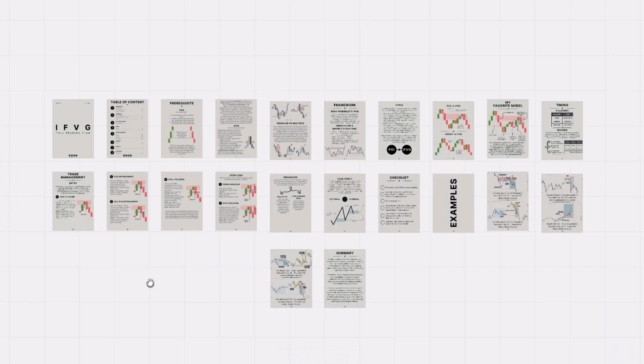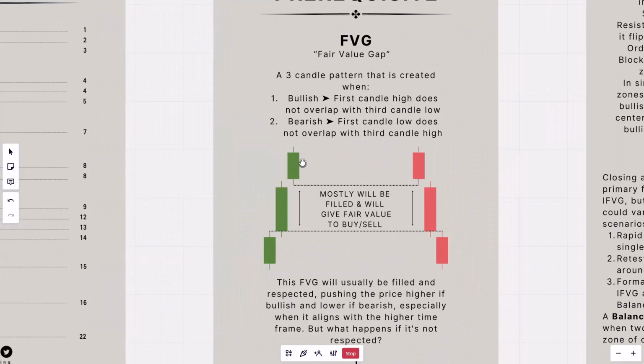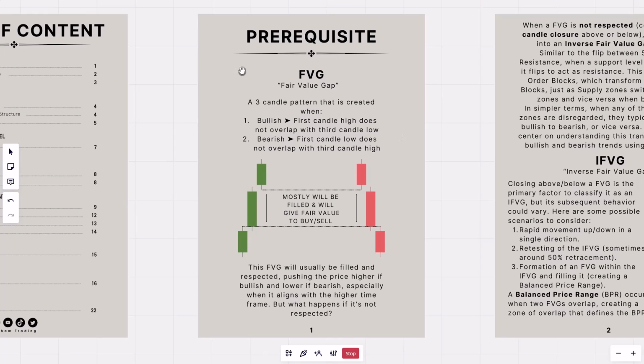Now, starting with the prerequisite, there are some concepts that you really need to know before going deep into this strategy. And one of those is the fair value gap. So if I zoom in here, coming into the prerequisite first, fair value gap. What is a fair value gap? It's a 3-candle pattern that is created only when the high of the first candle does not overlap with the third candle low. In this case, this is a bullish fair value gap.